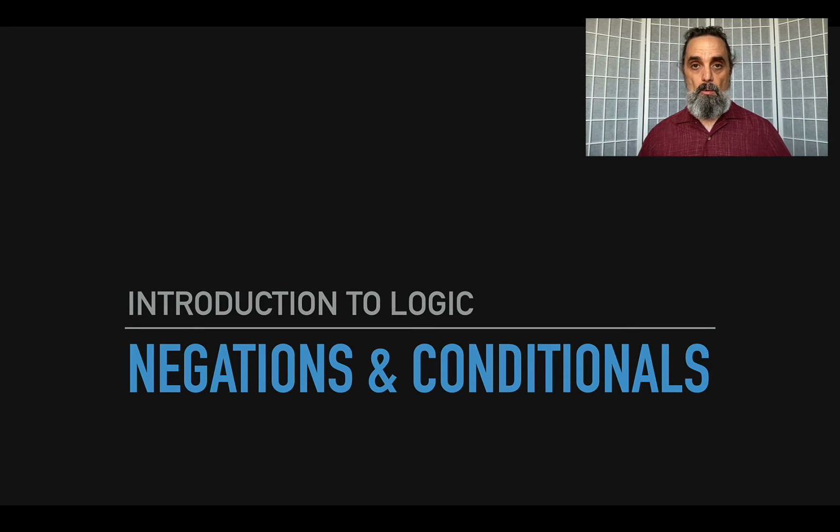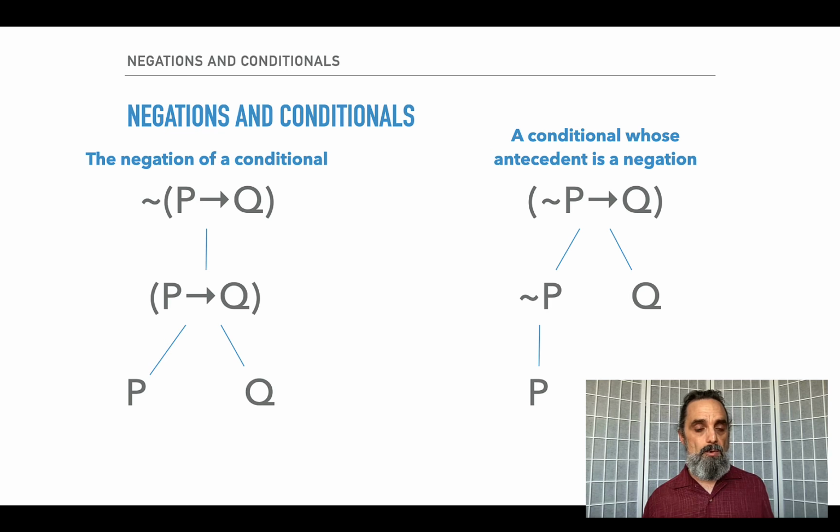Hello, in this video we're going to learn more about how negations and conditionals interact. We saw in the previous video that we have these two different sentences that are built up in different ways. One is the negation of a conditional, ¬(P → Q). The other is a conditional whose antecedent is a negation, (¬P → Q).